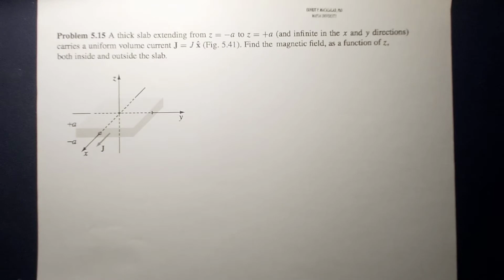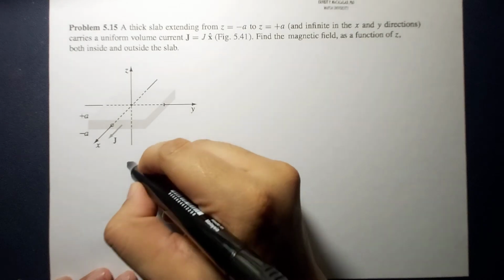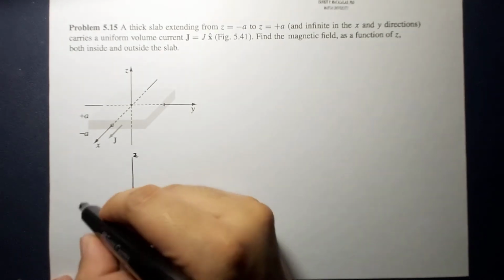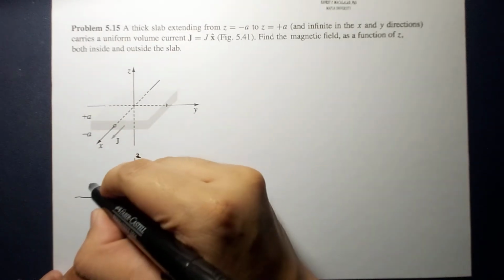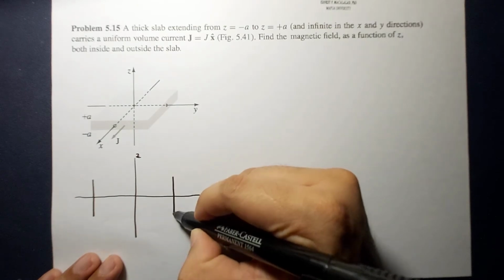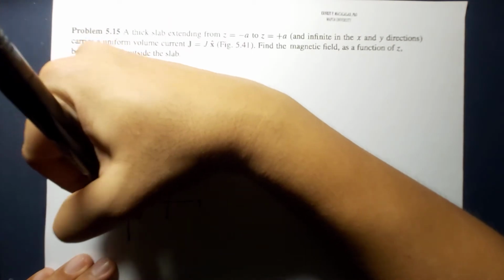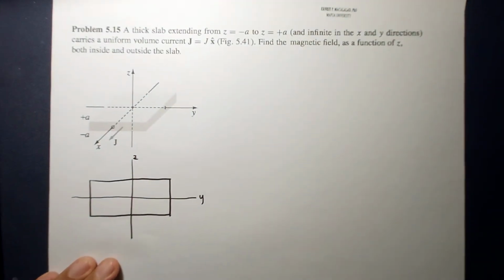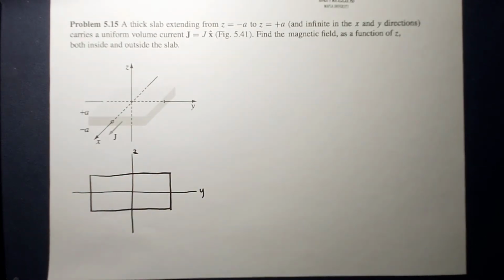Now, let's redraw this as follows. Let's say this is your z and this is your y. So your slab would look something like this. Okay, so this is your slab. From here we can look at 2 Amperean loops. Let's start with the first Amperean loop.